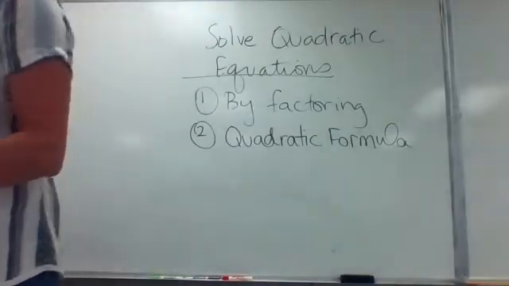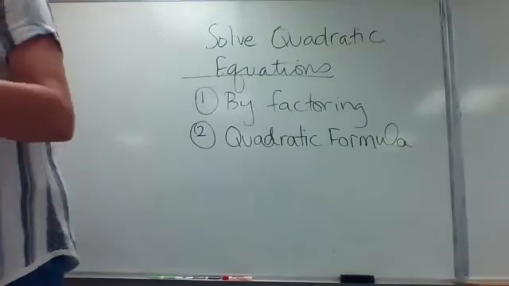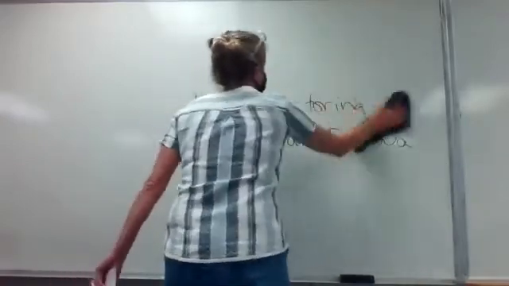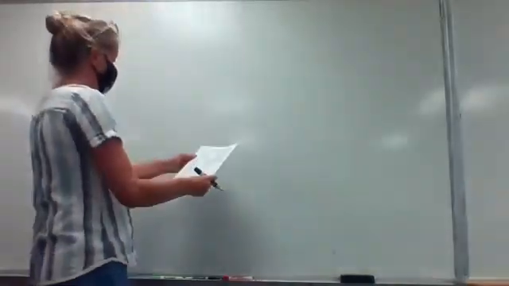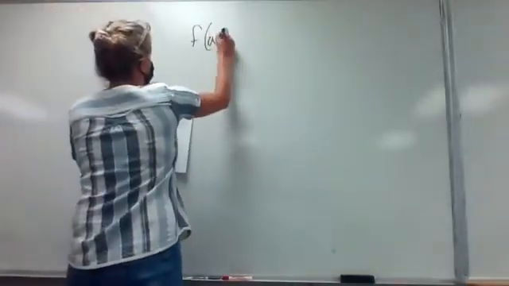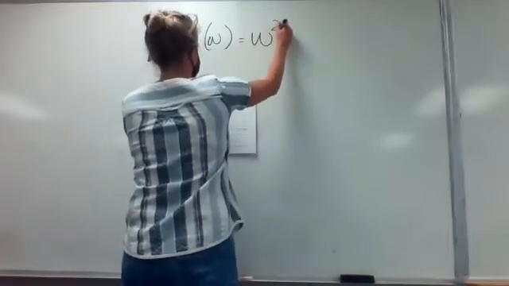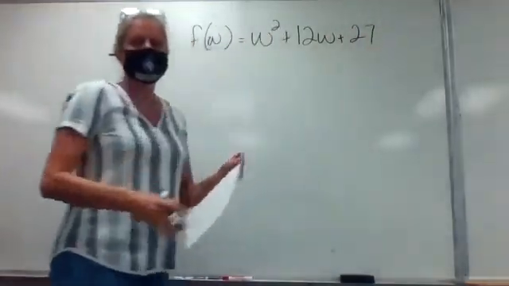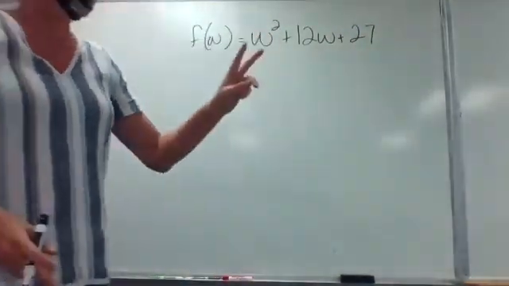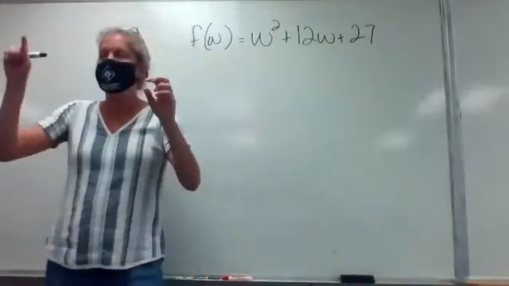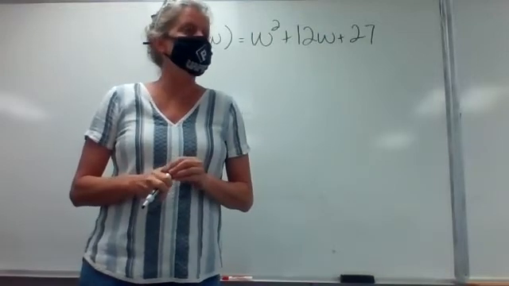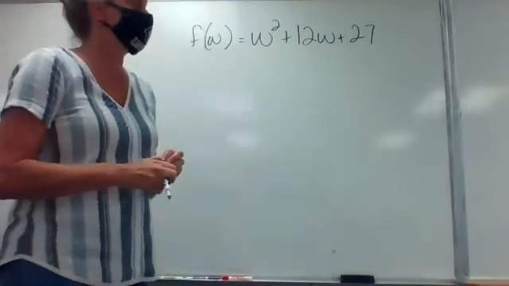All right, on number 1, it says find the zeros of the following function. I'm finding the zeros of this function. If I put this in my y equals and graphed it, I'm finding where it crosses the x-axis. It's x-intercepts. But I'm going to do it by algebra. I'm going to do this one by factoring.